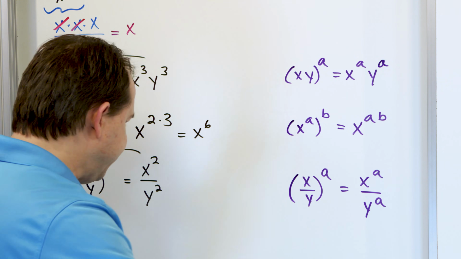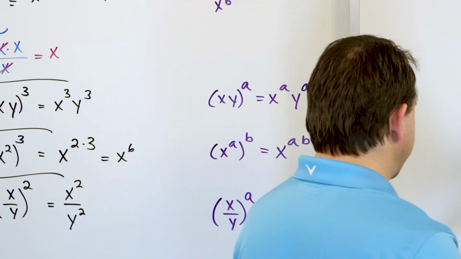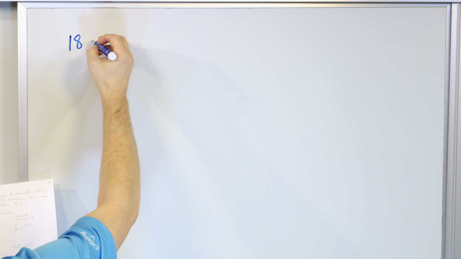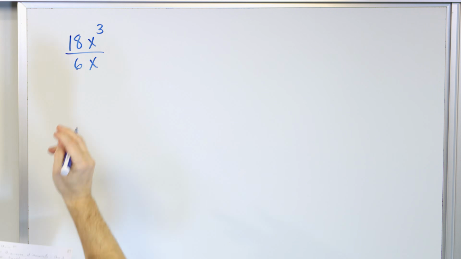All right, now that we have all of these on the board, we want to jump right into the concept of simplifying these quotients of monomials. So let's say you had a problem that looked like this. 18x to the 3rd power divided by 6x.